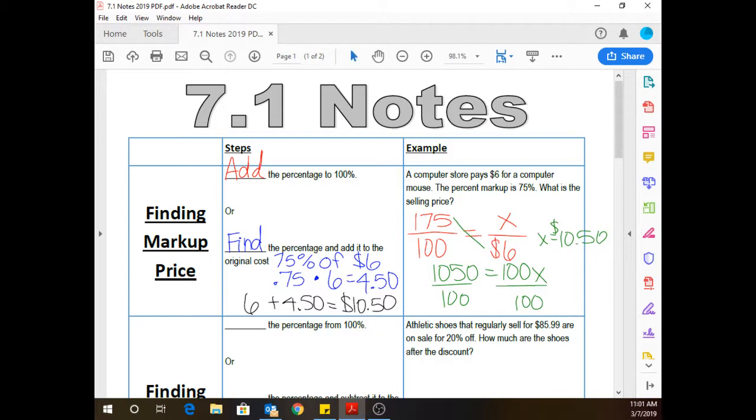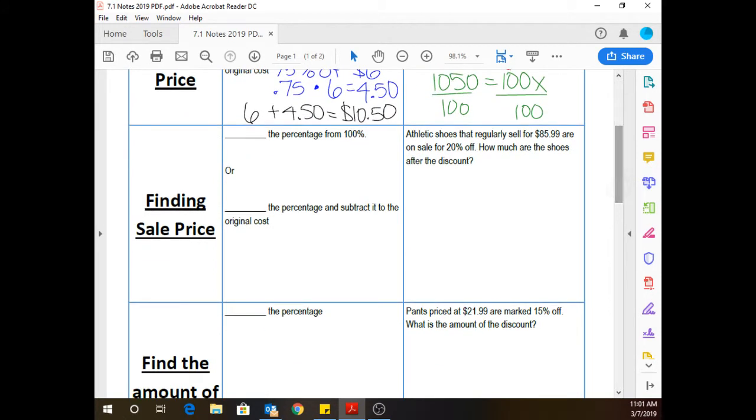So next, now we're going to say the company's product is not selling very well. They want to get it off their shelf, so they're going to put it on sale. That happens a lot, right? Especially this time of year when we're going into spring. So, athletic shoes that regularly sell for $85.99 are on sale for 20% off. How much are the shoes after the discount? So, basically, they're selling it for 100%, and they're going to take off 20%. Everybody with me?